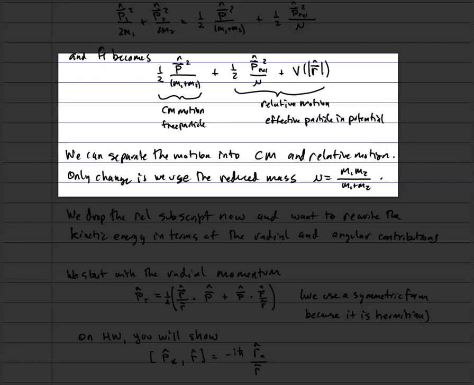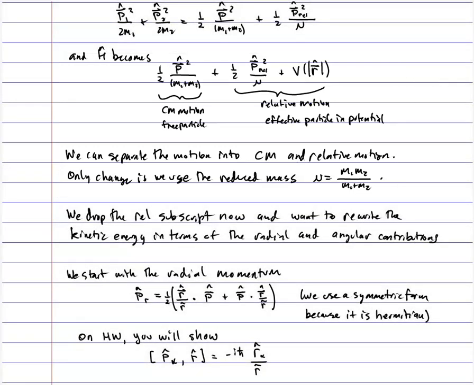So what we do is we separate this motion into the center of mass and relative motion, and the only change is that we treat the problem as if it's a single particle problem, but we use the reduced mass rather than the mass of either of the particles. And from now on, we're going to drop that relative subscript. We're going to ignore the free particle because it is a simple problem. We're going to ignore that part of the Hamiltonian because we're always just going to add an e to the ik dot big R, which would add an extra energy of h bar squared k squared over 2 times (m1 plus m2), corresponding to the center of mass motion of the system.